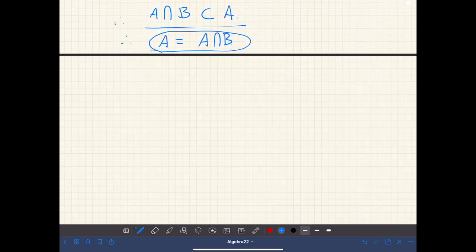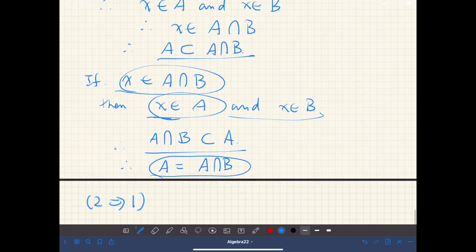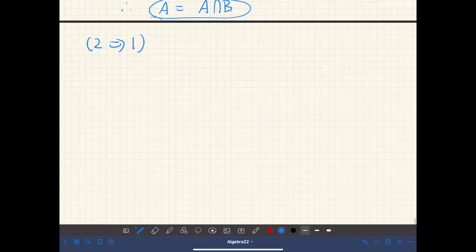Now let's prove the converse. If 2 is true, then 1 is true. To prove that, 2 is this one. So suppose A cap B is equal to A. Then we need to show that A is a subset of B.